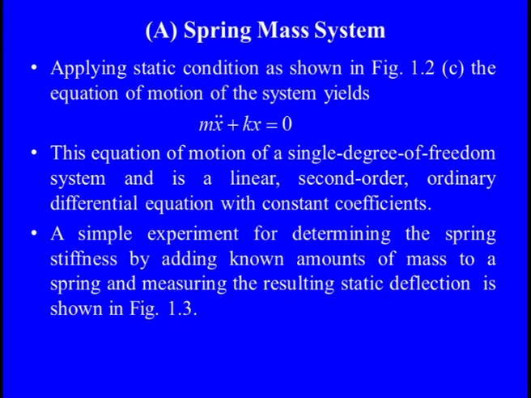When we apply the static conditions, we end up with the equation mx double dot plus kx equals 0, and this is one of the basic equations for a single degree of freedom system. We know it is a linear equation, because the terms x double dot and x, acceleration and displacement, just give linear action to the system. It is a second order ordinary differential equation, because it is a discrete system, with constant coefficients.